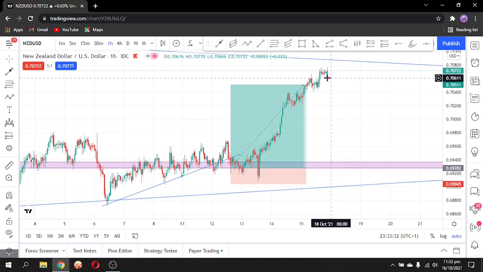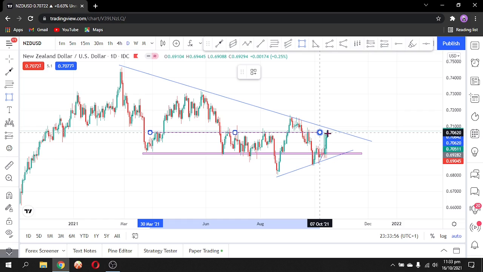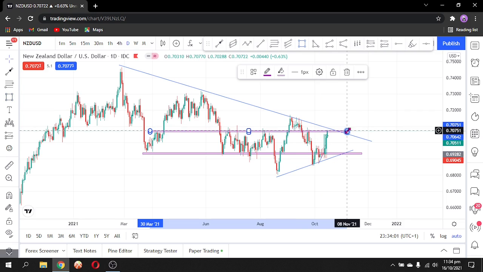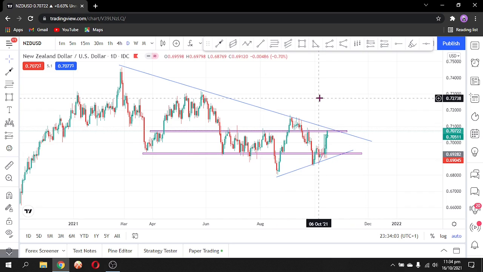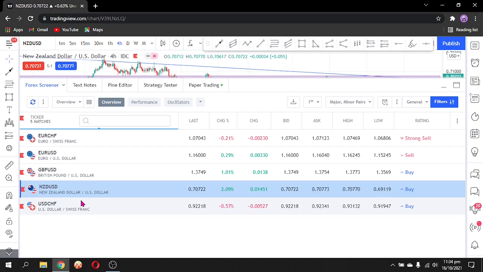Price is a few pips away from a bearish resistance level, but then we have a zone here. If we draw this resistance, we would have a confluence that might push New Zealand USD downwards. Let me repeat this: wait for confirmation before entering any trade. The next pair is USDCHF.